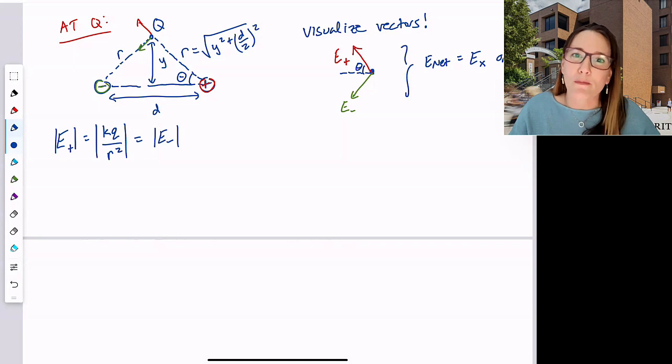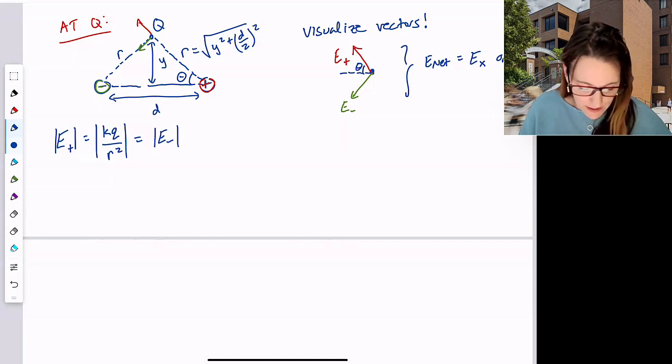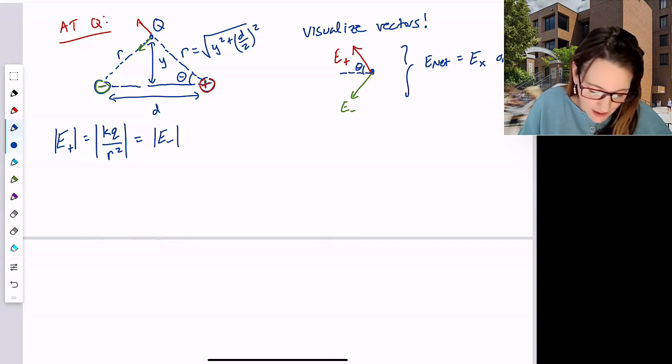I realize I called that point positive Q, and it is not a charge, it's just a point in space. I could have called it P2 instead of P or Q. So it is just a point in space, and I have that electric field at that point in space. Now those are the magnitudes, but now I need to add the components.